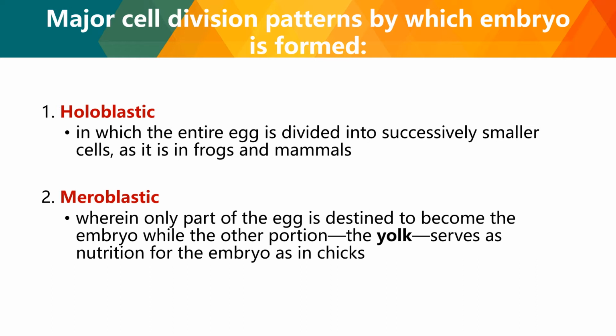And then you also have the meroblastic pattern, wherein only part of the egg is destined to become the embryo, while the other portion, or the yolk part, serves actually as the nutrition for the embryo, as in chicks. With these types of animals, the yolk serves as their food until they are able to hatch their egg and feed themselves. Okay?